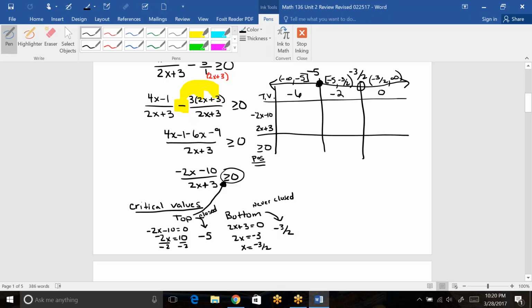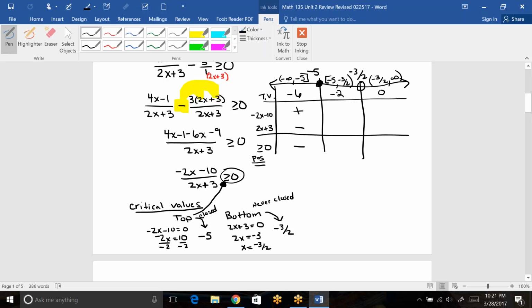So be careful with this first one. -2 times -6 would be positive 12. 12 minus 10 would be positive 2. 2 times -6 would be -12, plus 3 would be -9, so that's a negative. Then you ask, since this is division, what's a positive divided by a negative? Well, that would just be a negative.